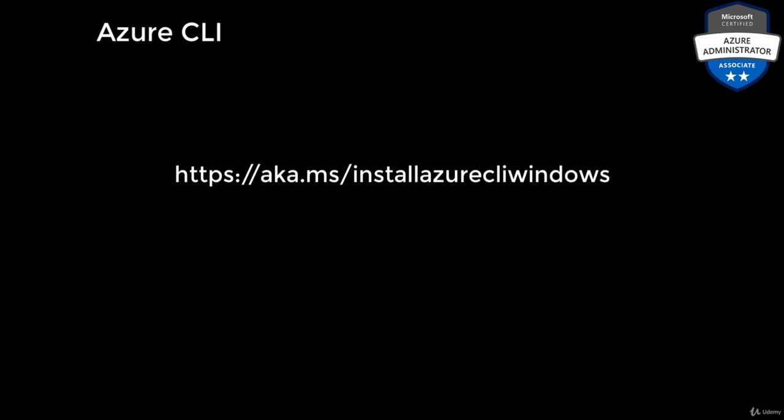Just like PowerShell, you can also manage the resources using Azure CLI. You can download the Azure CLI module from the following URL. All you need to do is just go to this URL and download this executable. Once it is downloaded and installed, you're ready to run the Azure CLI commands.